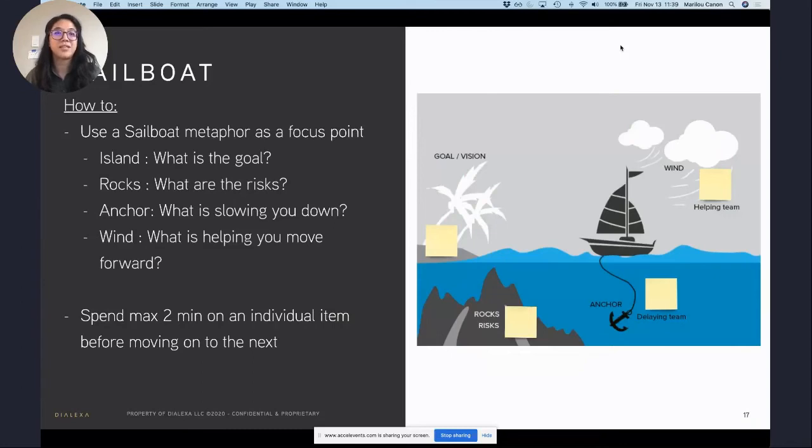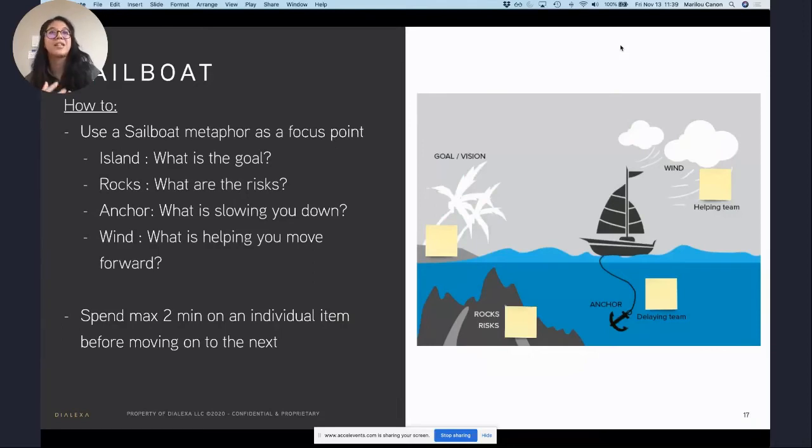Rocks, what are the risks? Anchor, what slowed you down the past 2 weeks? And wind, what is helping you move forward? So you can either use wind or sun. I'm not a salesperson. Probably stick with wind. Sun's not going to help your boat move anywhere. But what is helping you move forward?